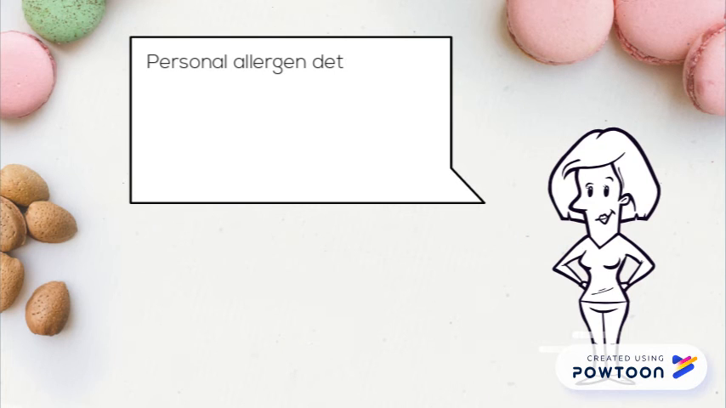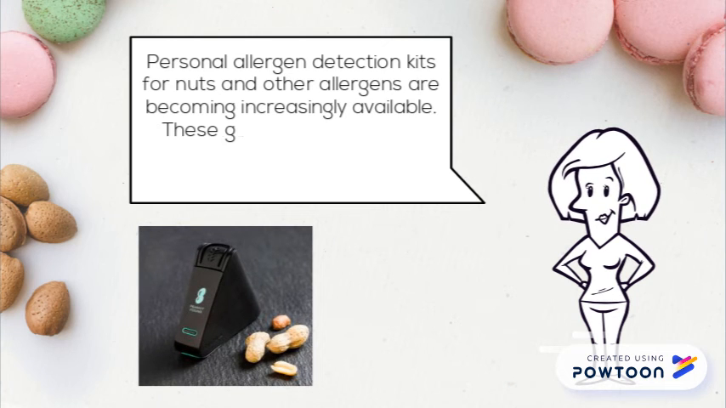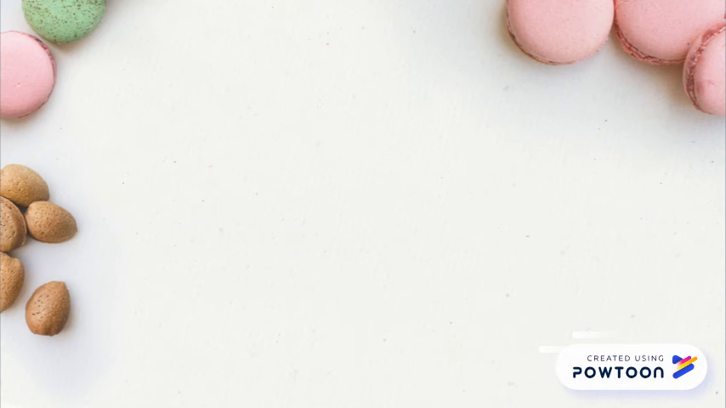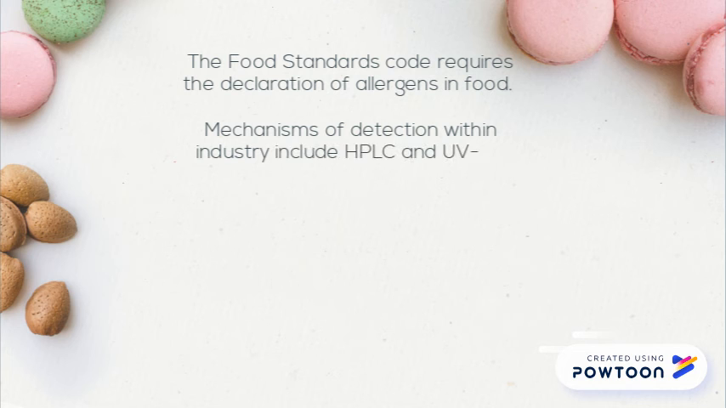Personal allergen detection kits for nuts and other allergens are becoming increasingly available. These generally consist of a small machine to detect the allergen protein concentration. The Food Standards Code requires the declaration of allergens in food. Mechanisms of detection within the industry include HPLC and UV-Vis.